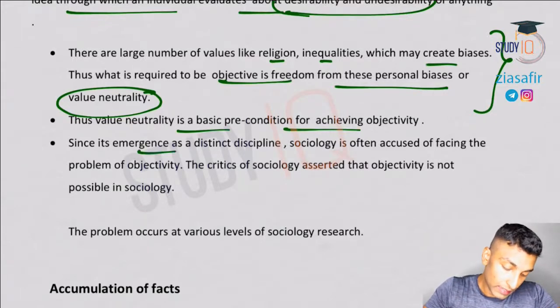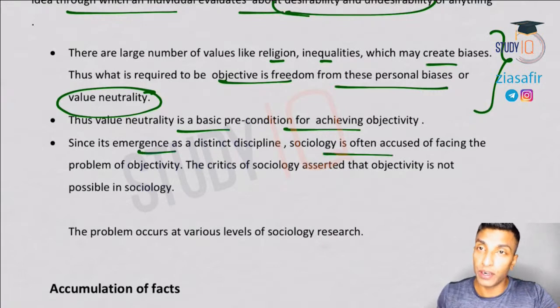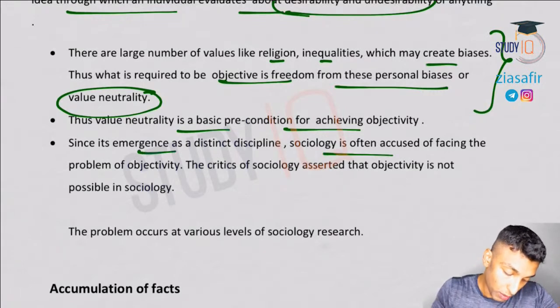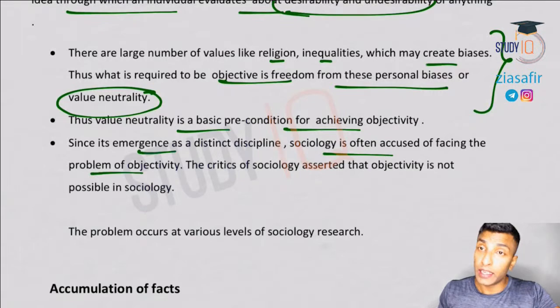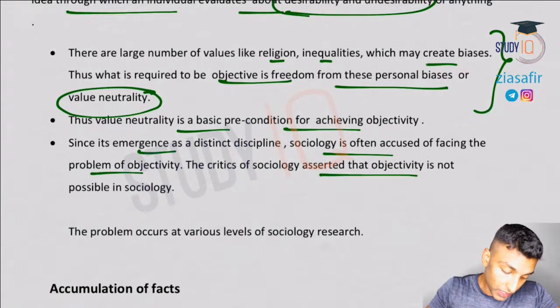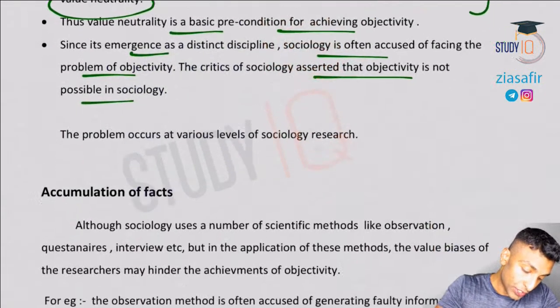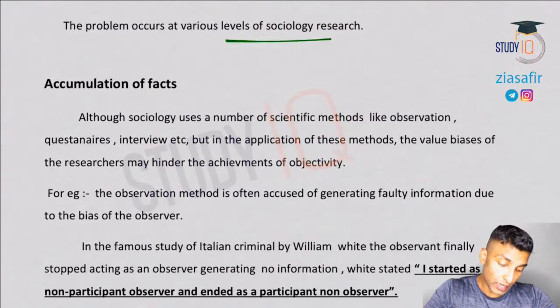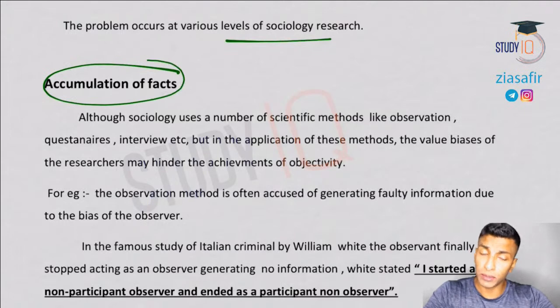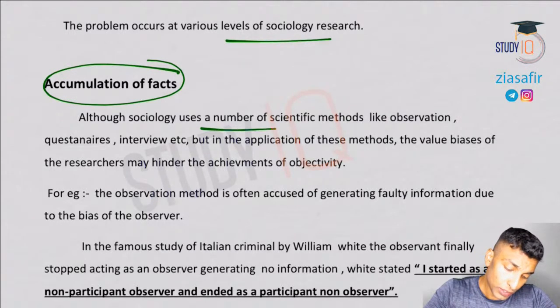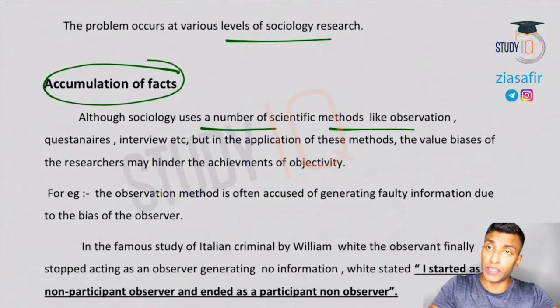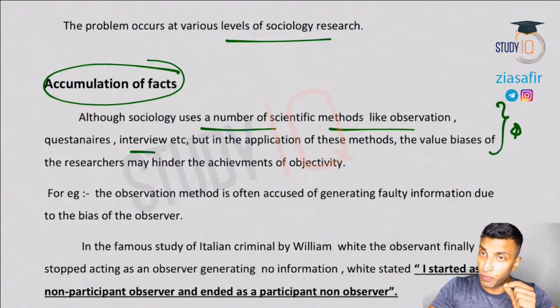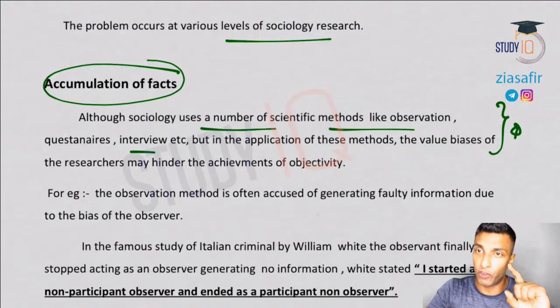Since its emergence as a distinct discipline, sociology is often accused of facing the problem of objectivity. The critics of sociology asserted that objectivity is not always possible in sociology. The problem occurs at various levels in sociological research, as I have told you, starting with accumulation of facts. Although sociology uses a number of scientific methods like observation, questionnaires and interviews, all these methods will be discussed in detail, and obviously you will get a question from this directly. One question is for sure from research methods.